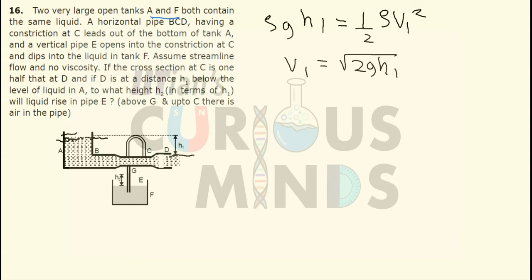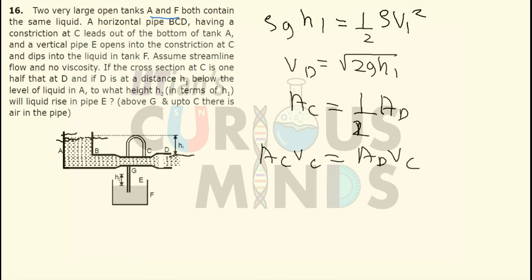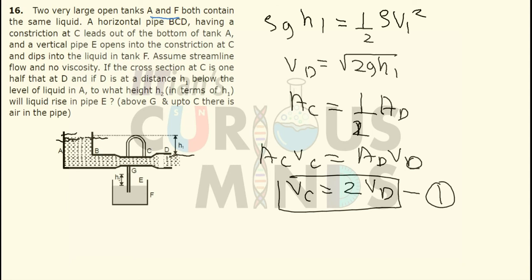I will write this as Vd. If I want to find the velocity at point C, I will use the continuity equation. It is given that the cross section at C is half of the area at D. So applying the continuity equation, AC VC will be equal to AD VD. Substituting, AC is AD divided by 2, so VC will be equal to 2 times VD. I have got the relationship between the velocities. Let this be equation number 1.